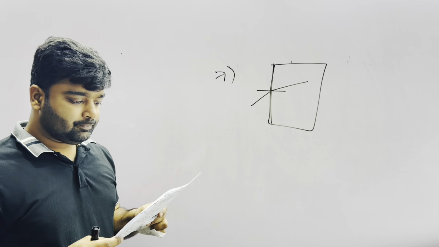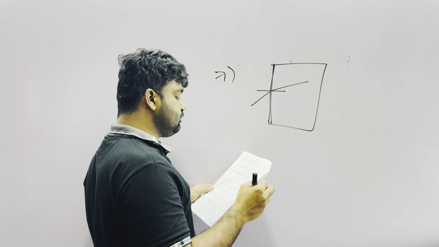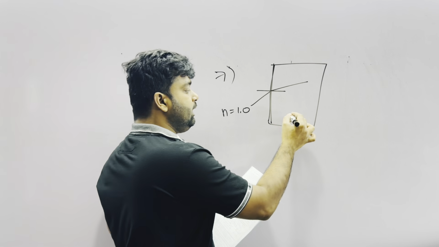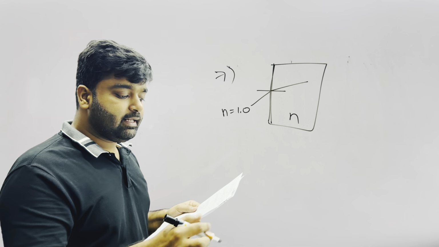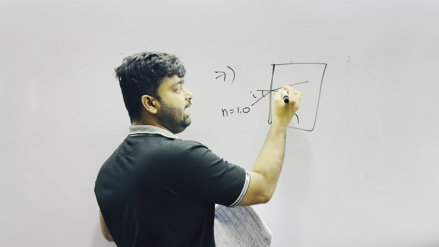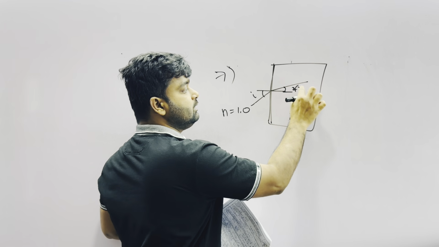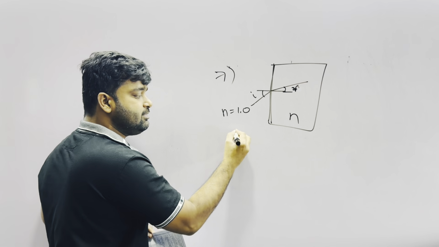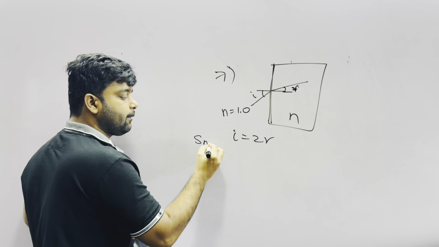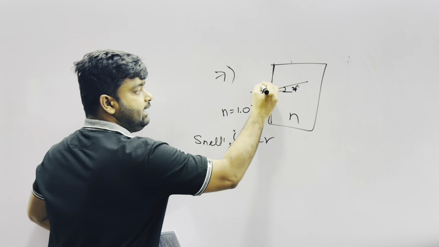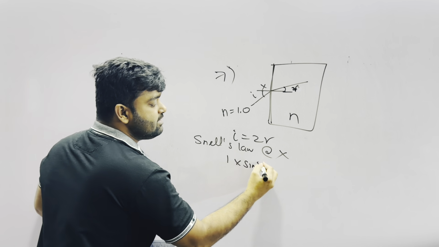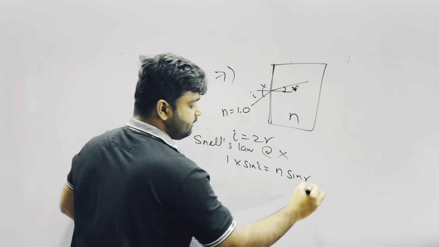Question number 7. A ray of light enters from vacuum. Vacuum means the refractive index is 1.0, and it enters the medium of refractive index N. The data given is that the angle of incidence is twice the angle of refraction. It's marked angle of incidence I, angle of refraction as R. The data is given I is equal to 2R. And at refraction we can apply Snell's law: 1 sin I is equal to N sin R.